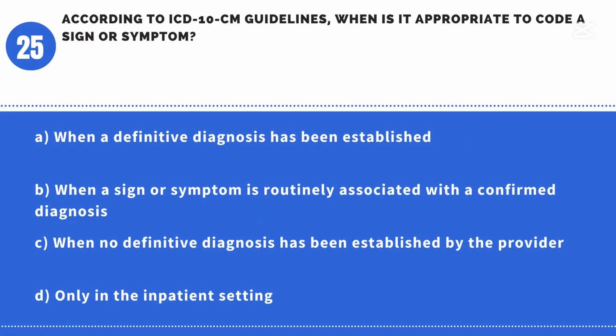Question 25. According to ICD-10-CM guidelines, when is it appropriate to code a sign or symptom? A. When a definitive diagnosis has been established. B. When a sign or symptom is routinely associated with a confirmed diagnosis. C. When no definitive diagnosis has been established by the provider. D. Only in the inpatient setting.